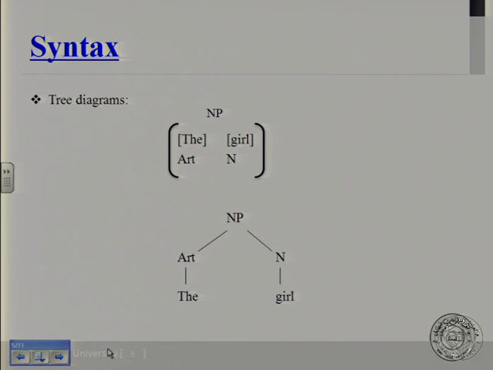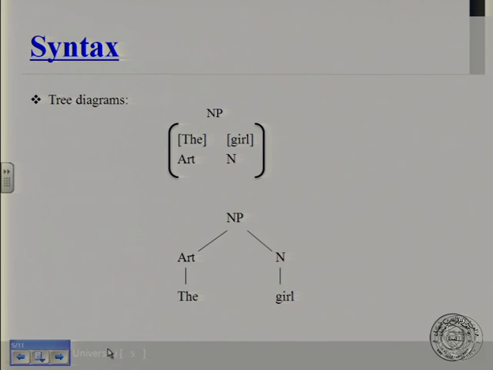Now this part is a little bit important because it may come in the test. The tree diagrams. Now when I say the girl, the article the is called a constituent. The girl is also a constituent. This part the is called an article, and this part girl is a noun. When we combine these two together, they are called NP, noun phrase. Why? Because a noun phrase could consist of a noun and an article.